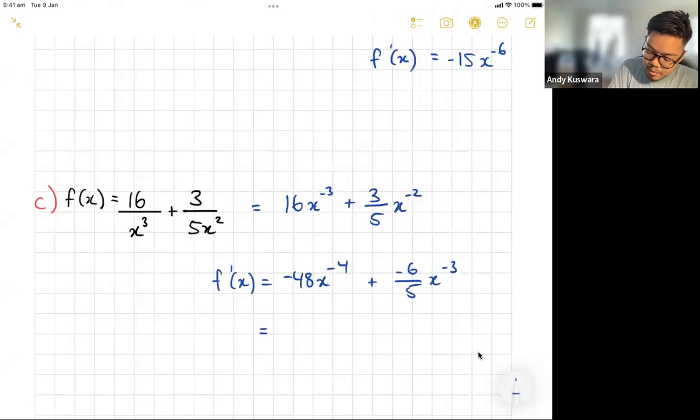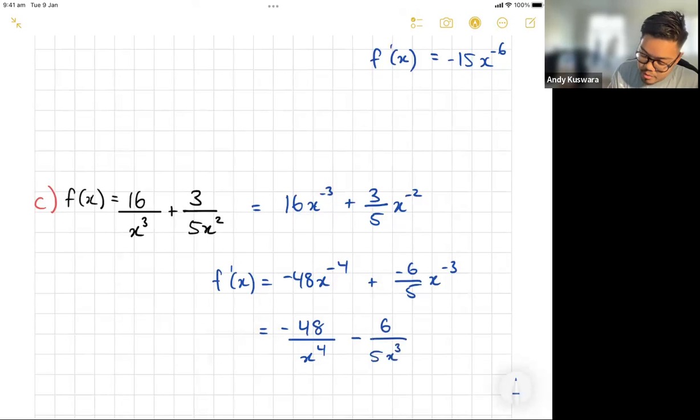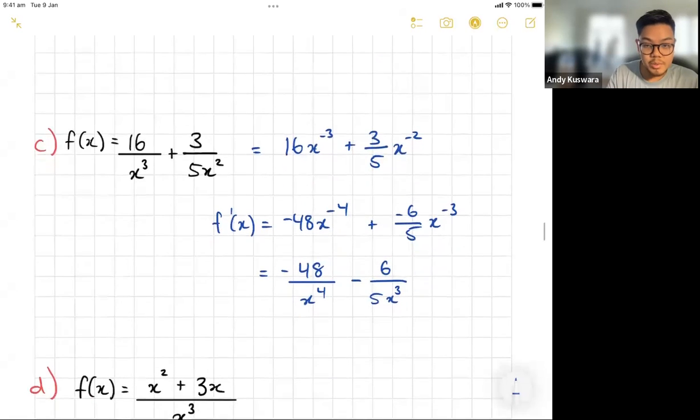So cleaning that up a little bit. Usually you want to write your answer in the same form as your question. So here I've got minus 48 over x to the power of 4. And then I have this plus minus thing going on here. So I recognize it's going to be a minus 6, and then the 5 goes on the bottom, but so does the x to the power of 3. That would be our derivative. Okay, hopefully your arithmetic is good to keep up. And do I have one more?